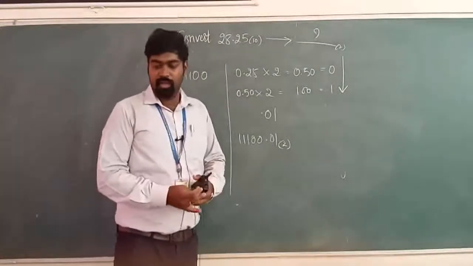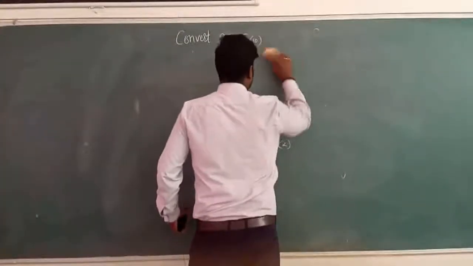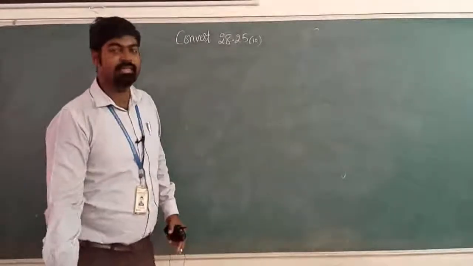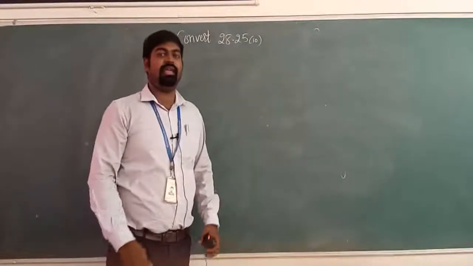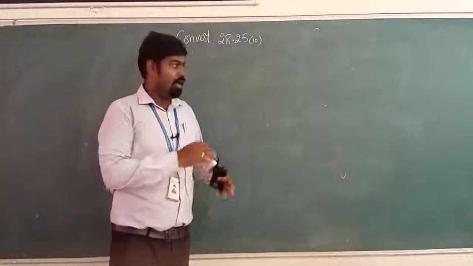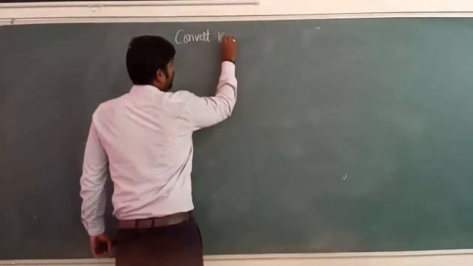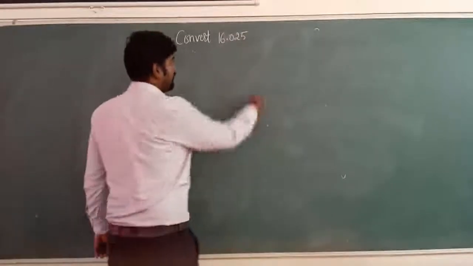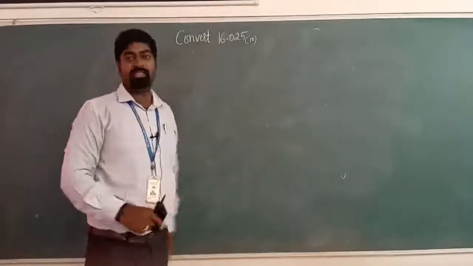So let me solve one more example. See, sometimes the remainders will not terminate. In the sense, you don't come to an end while writing the fractional remainders. In such cases, if you write at least 4 or 5 remainders after the decimal places, it is more than sufficient. So what I'll do is, I'll write 16.025 to the base 10.